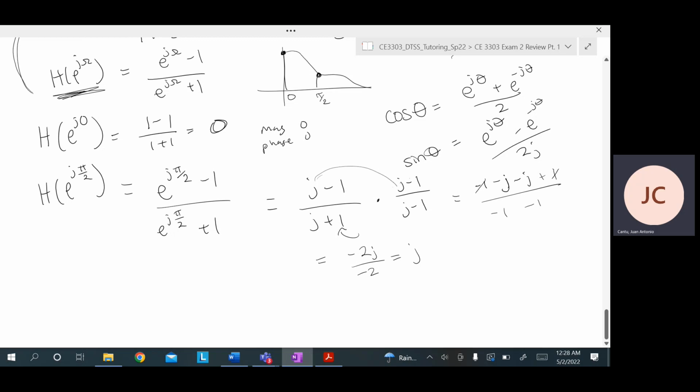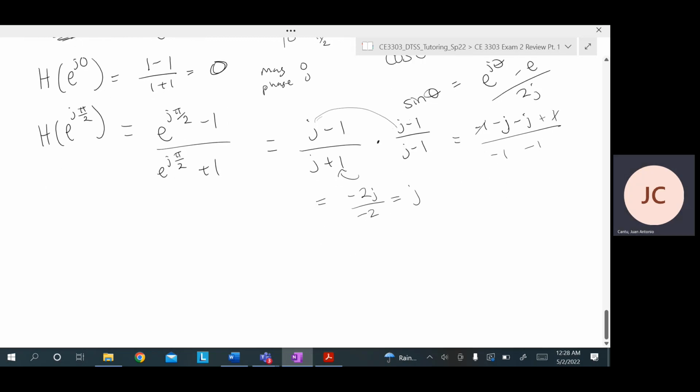Oh, no, I'm sorry. This is correct. Okay, so we end up getting j. Sorry for the confusion, but yes, we do end up getting j. So what j is, and these are identities you need to remember, is the same thing as e to the j pi halves.